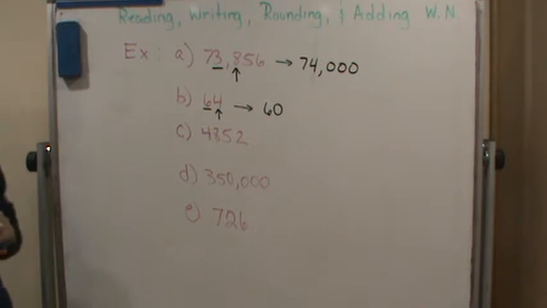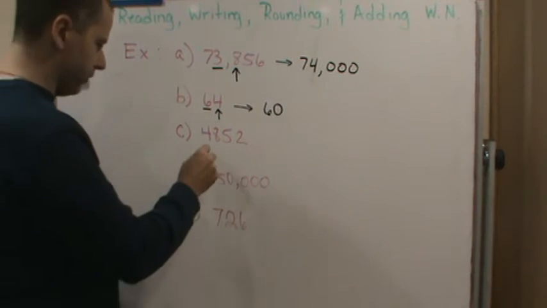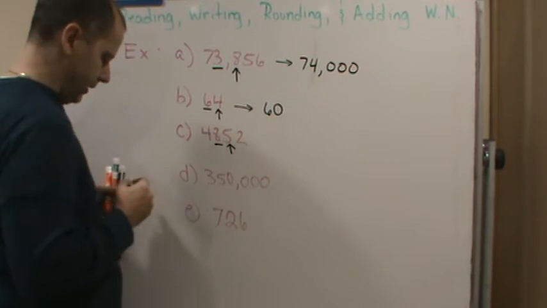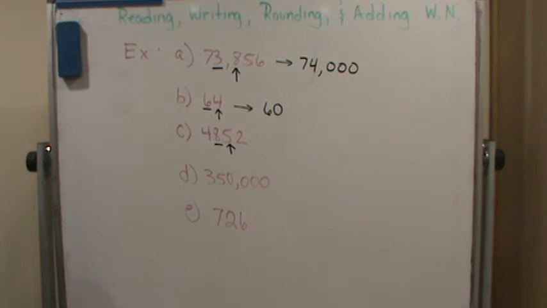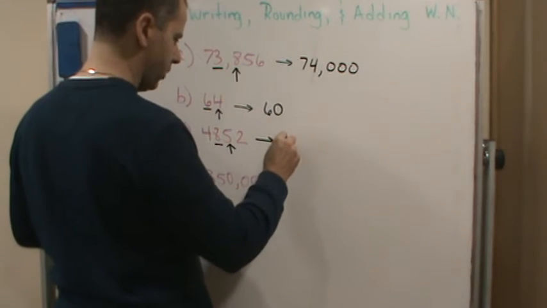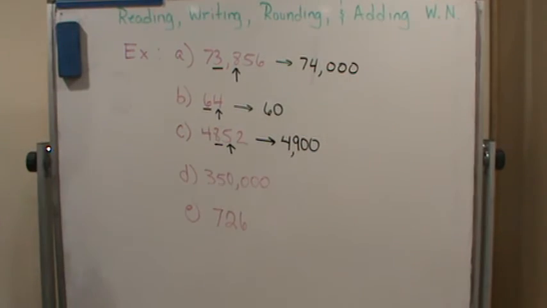Okay. Now 4,852. We want to round to the nearest 100. Okay, so the hundreds place, there's an 8, right? So there's an 8 in the hundreds place, and then we're going to look at the 5 to the right, and again that digit is 5 or higher, which means the 8 will go to a 9, and the digits to the right go to 0. So it'll be 4,900. So 4,852 rounds to the nearest 100, which is 4,900.